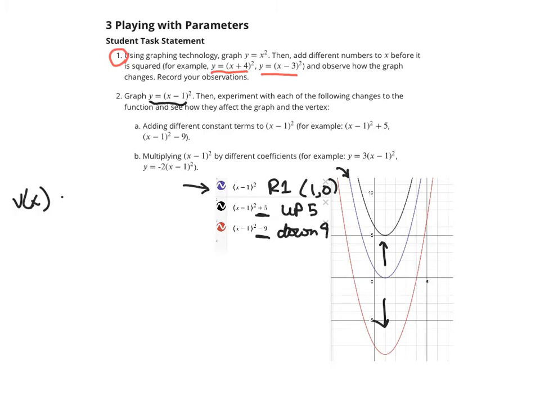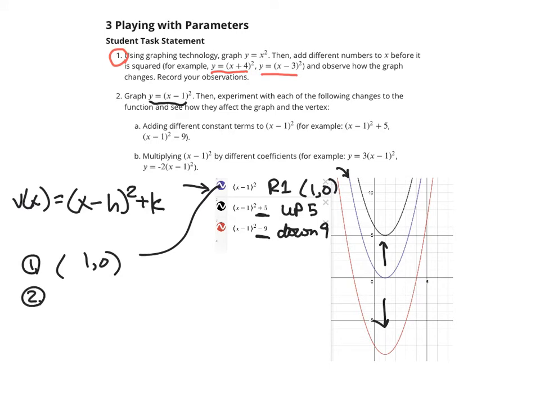Remember, we have x minus h quantity squared plus k. So for the first one, my vertex is just h, and my k was 0. Sorry, h, and my k was 0.